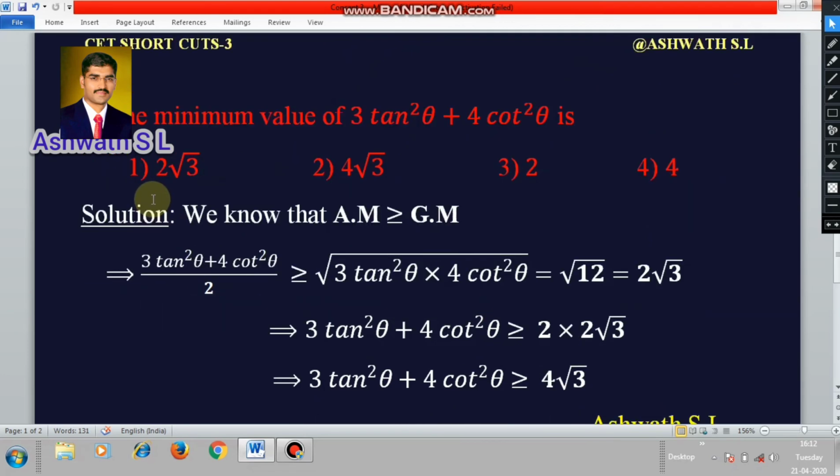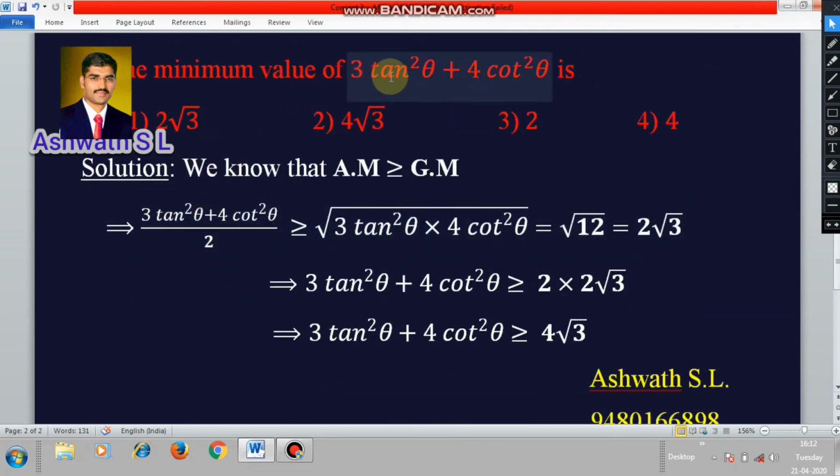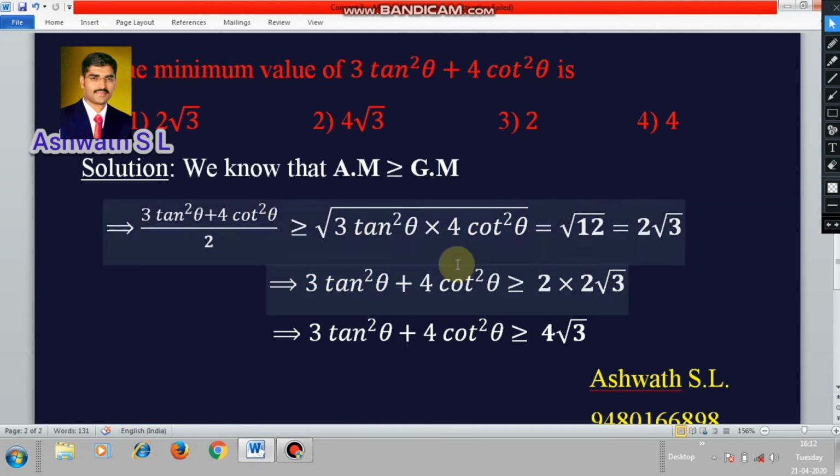One more example: the minimum value of 3 tan square theta plus 4 cot square theta. Arithmetic mean is greater than or equal to geometric mean. I'll consider 3 tan square theta as one term, 4 cot square theta as another term. Arithmetic mean, (a plus b) by 2, is greater than or equal to square root of a into b. Once again, 3 into 4 are normal numbers, tan square into cot square. Cot square means 1 by tan square, so tan square gets cancelled. Only square root of 3 into 4 is left, nothing but square root of 12. All of you know well, square root of 12 we can also write as 2 root 3.